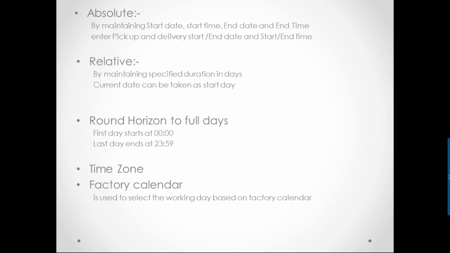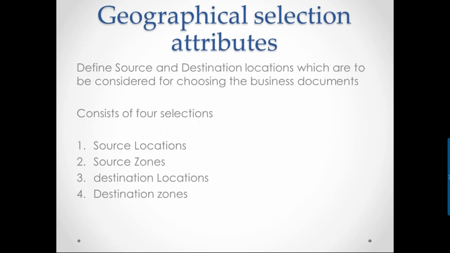Now geographical selection attributes: we are defining the source and destination locations which are considered for choosing the business documents. For example, consider source location, source zone, destination location, and destination zone. While creating this geographical selection profile, we will mention, say, from Dubai to Germany. Then the documents from Dubai to Germany will be pulled into the planning run, and the rest of the documents will not be pulled. So this is one way of specifically restricting the planning run. It will not call all the documents, but only the specific documents. The previous time related one is the generic way and this is the specific way.